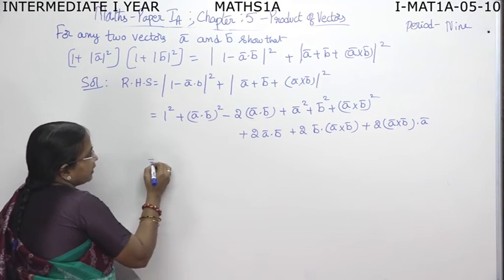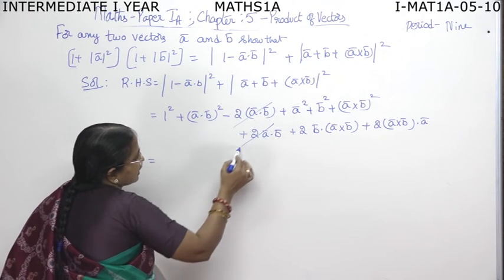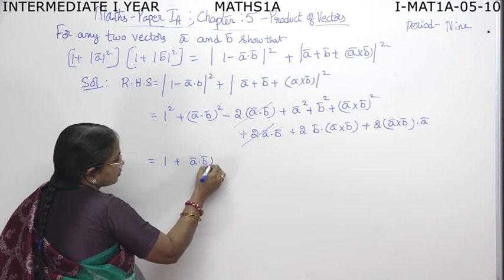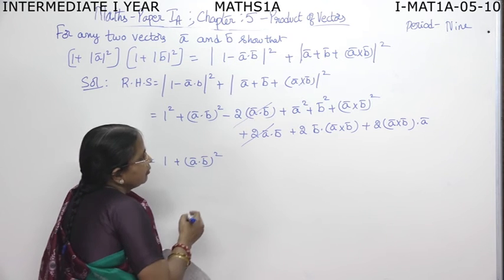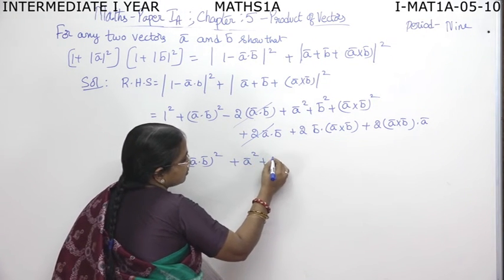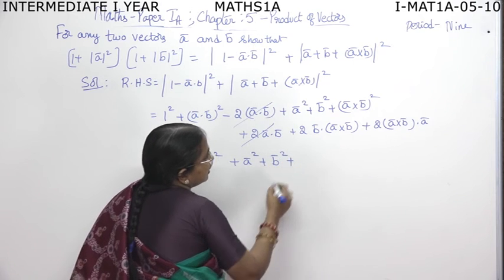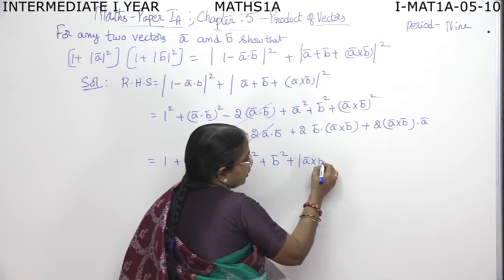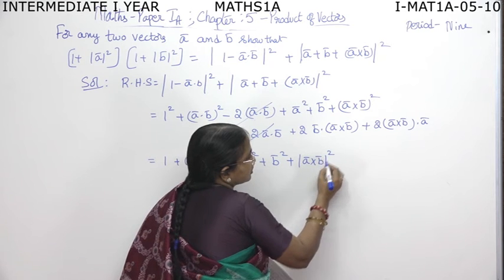Now we'll simplify like this. This 2a dot b gets cancelled. So it is 1 plus (a dot b) whole square, plus a square. Then a square is mod a square, plus b square, plus (a cross b) whole square, which is nothing but mod of a cross b, whole square.